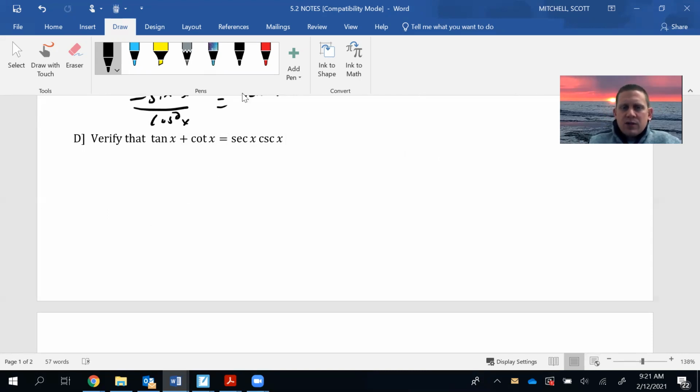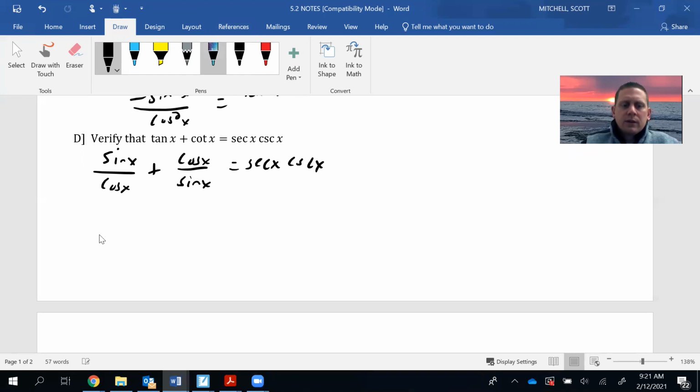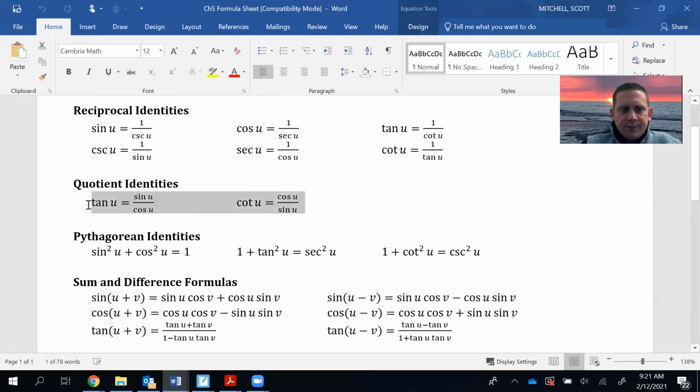So I see secant and cosecant. It's tangent and cotangent. My thought process is if I can change tangent and cotangent into sine and cosine, work with that a little bit, and then eventually change sine and cosine to secant and cosecant, I think that's my right train of thought. So tangent, from my quotient identities, is sine x over cosine x. And cotangent is cosine x over sine x. And we're still going to equal our right side. Again, the quotient identities are right here. I'm using both of those in this problem.